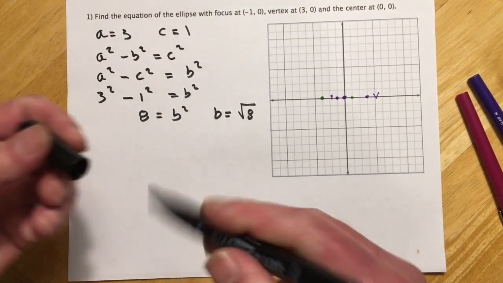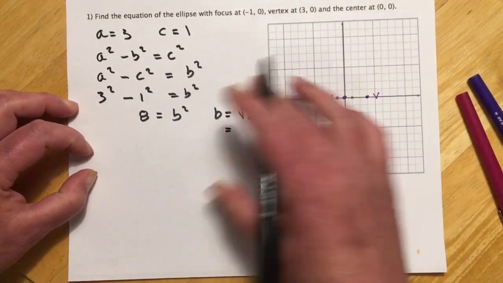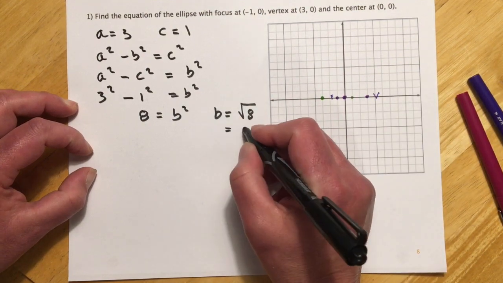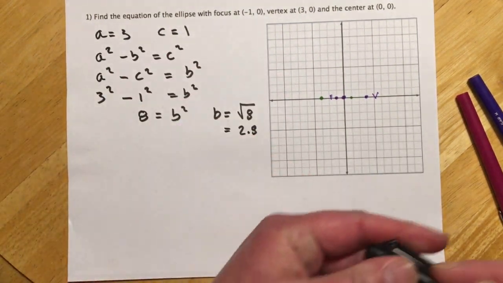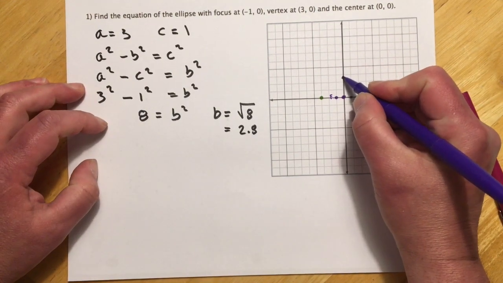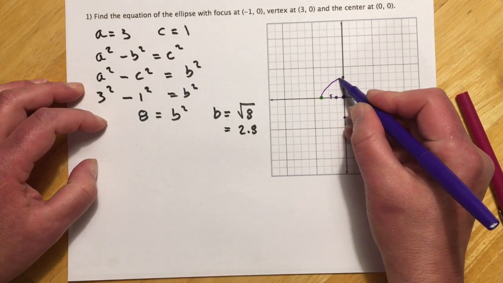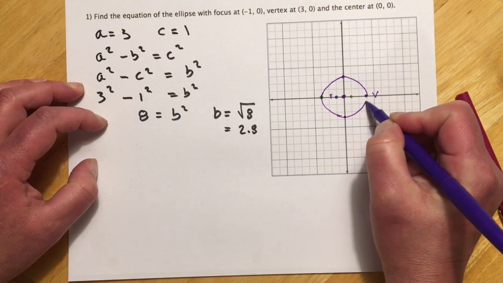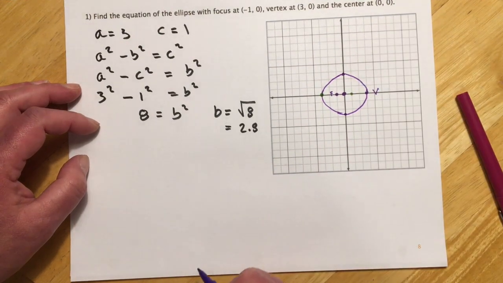So b is about, if you throw that in a calculator, you don't ever want to use the decimal in answering the question, but it's helpful for sketching the graph. So b is going to be about 2.8, which is what root 8 is. And so coming over here, we'll go 2.8 up and then 2.8 down. This one's going to be fairly close to circular because the major and minor axes are pretty similar in length, 3 and 2.8. But it still is the short squatty kind, just not that squatty.